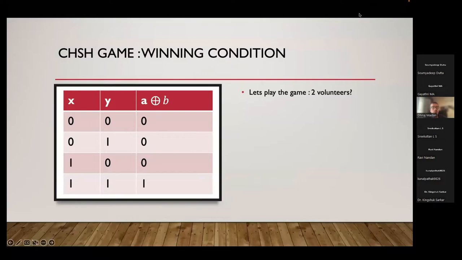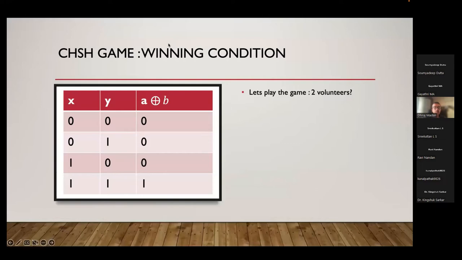Okay, sure. So basically this table describes the conditions on A and B based on different instances of X and Y. What are the conditions on A, X or B for them to win the game? Okay, so now, is it fine to all, or do you want me to repeat the game again?